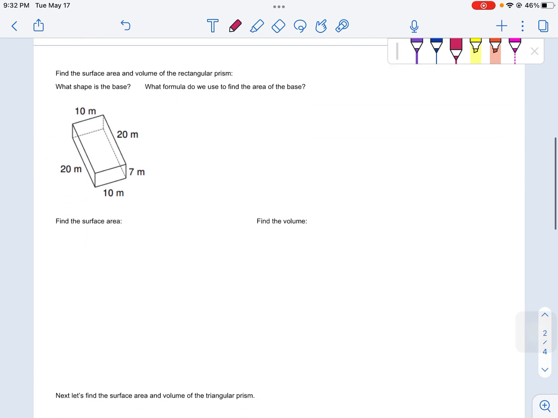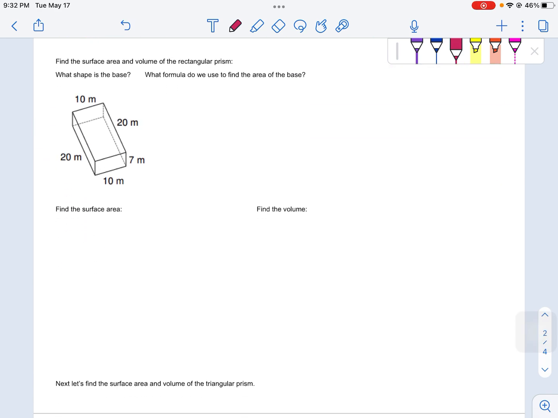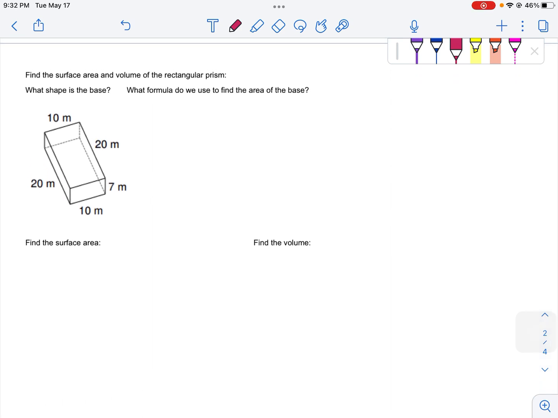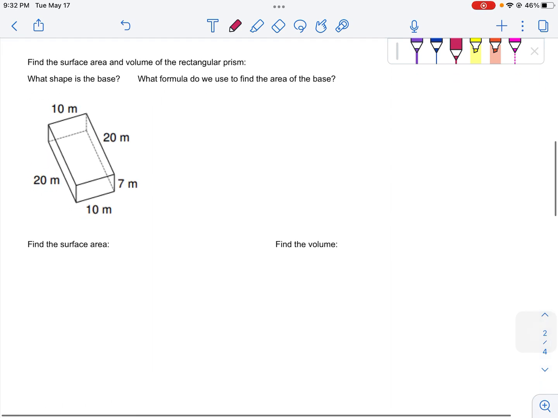All right, we're going to review surface area and volume. We're going to review the rectangular prism first. First, what is the shape of the base of this rectangular prism? The shape of the base is a rectangle, which is how it gets its name, rectangular prism. So what formula do we need to find the area of the base? Since the base is a rectangle, we need area equals base times height.